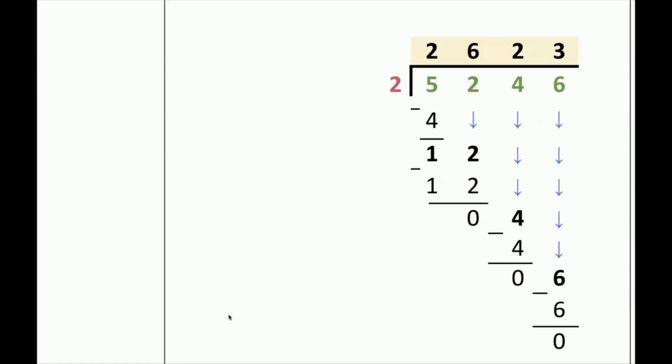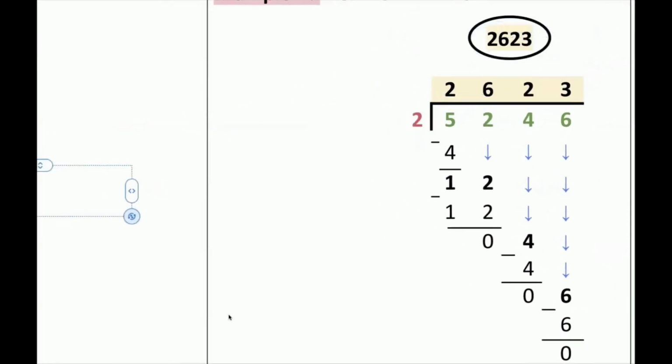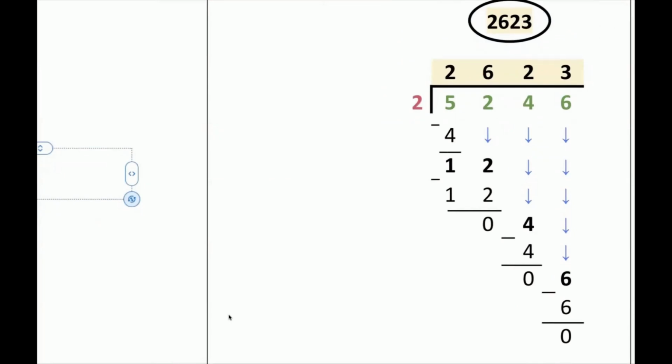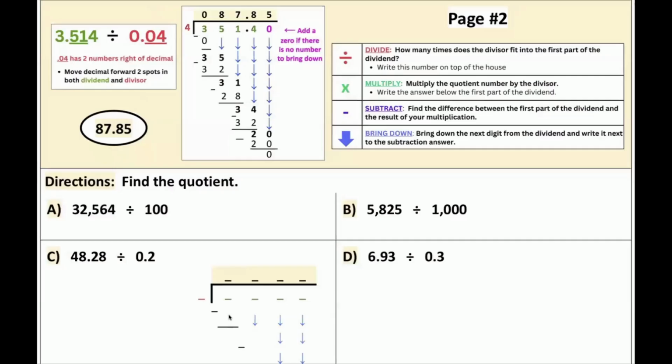Notice how much space is between each number. Your numbers should not even be close to each other at all. A pinky's worth distance. So the answer here is 2,623. Now that you've finished page 1, check in with your teacher to get additional feedback. Let's take a look at page 2.